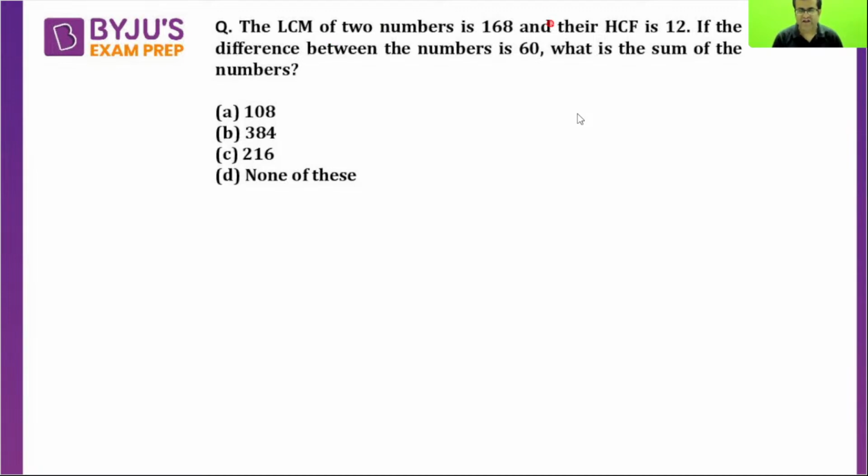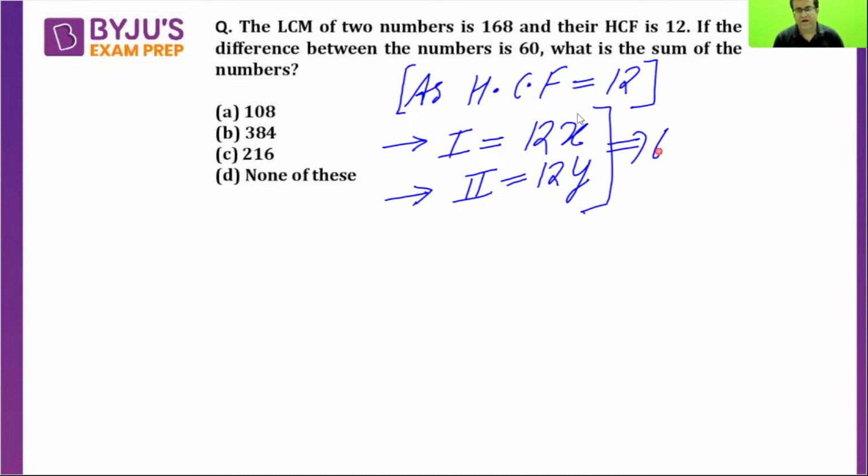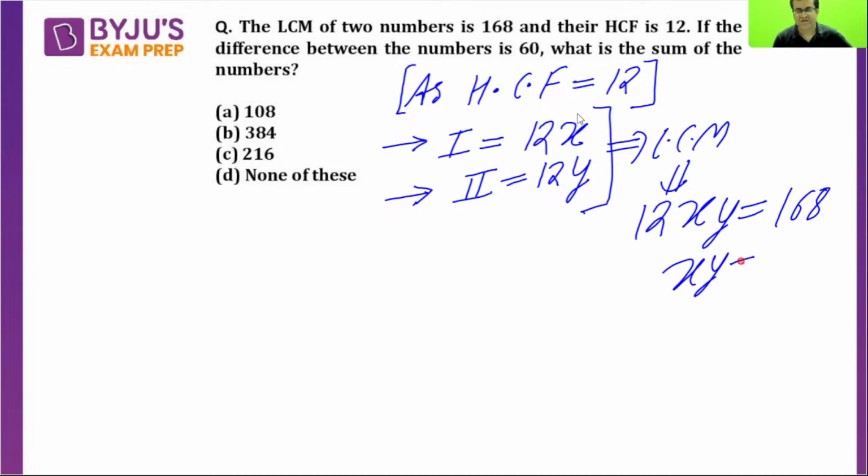LCM of two numbers is 168, HCF is 12. If the difference between the numbers is 60, then what is the sum of the numbers? HCF is 12, LCM is 168. As HCF is 12, the first number will be 12x, the other number will be 12y. Because 12 is common in both, I can assume the numbers are 12x and 12y. So LCM of these two numbers is 12 into x into y, which is given equal to 168. So x into y is 14.